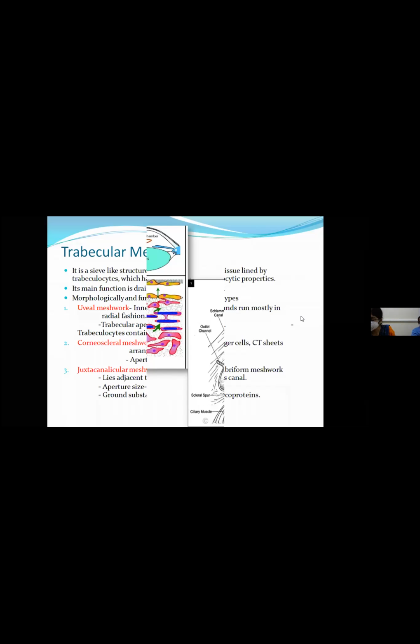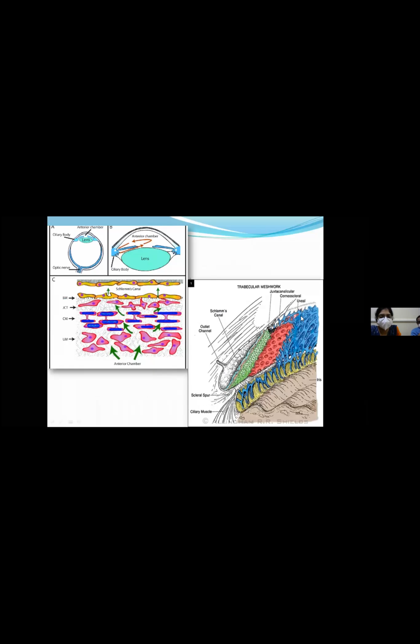So here we can see the innermost one is the uveal meshwork, the middle one being the corneoscleral meshwork, and this is the juxtacanalicular meshwork lying on the inner wall of Schlemm's canal.